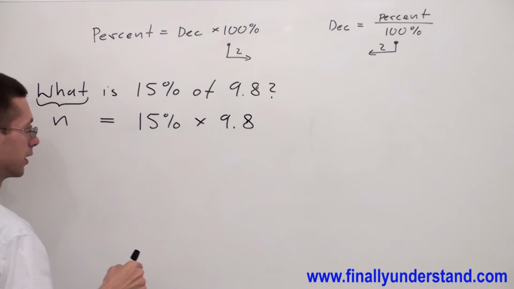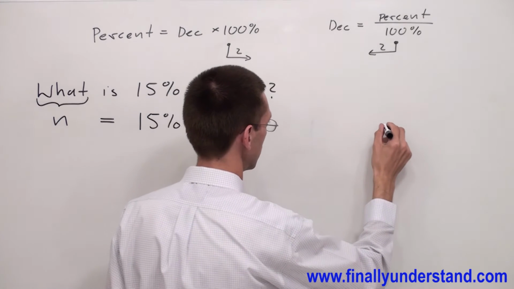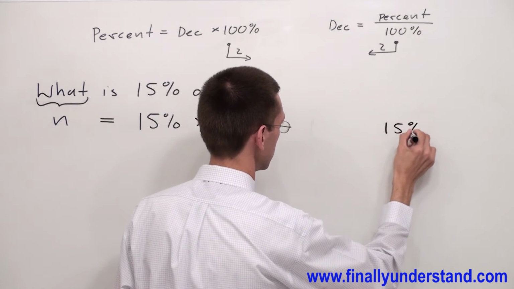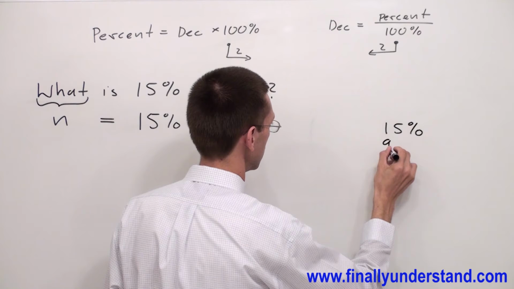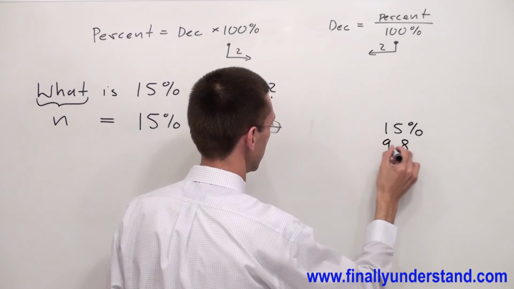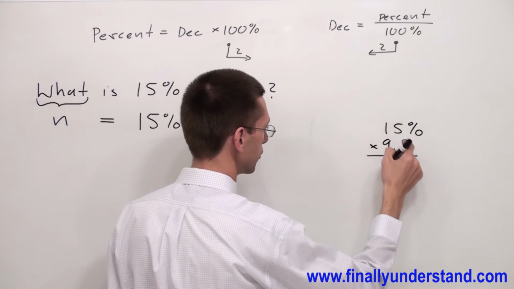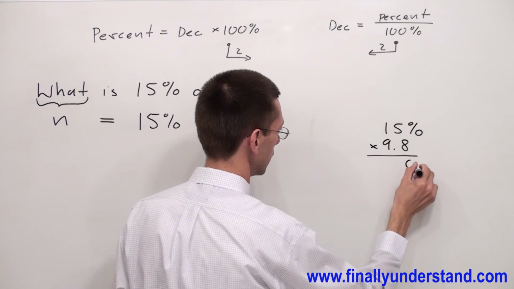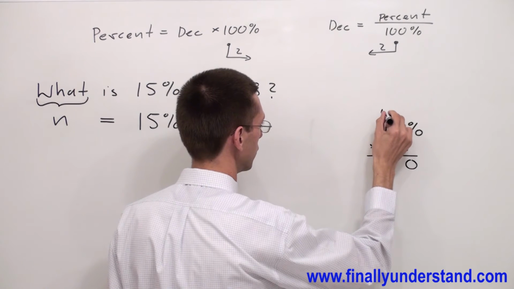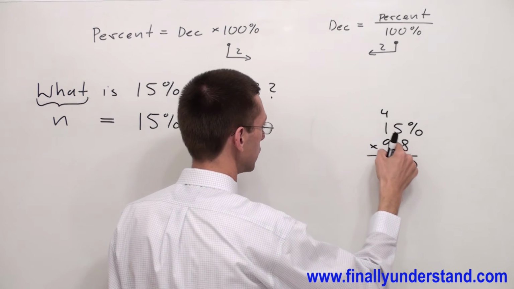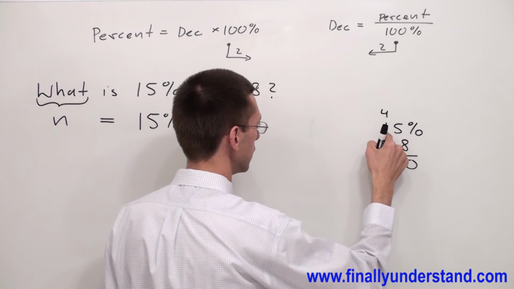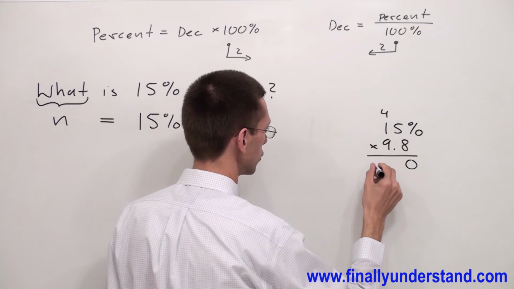15% times 9.8. So I'm going to have 15% times 9.8 times. 8 times 5 is 40. Write 0 and carry 4. 8 times 1 is 8 plus 4 is 12.